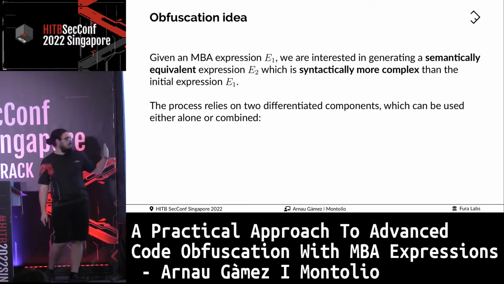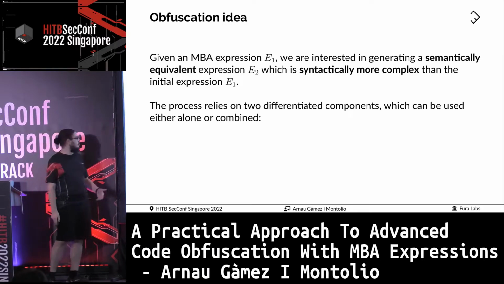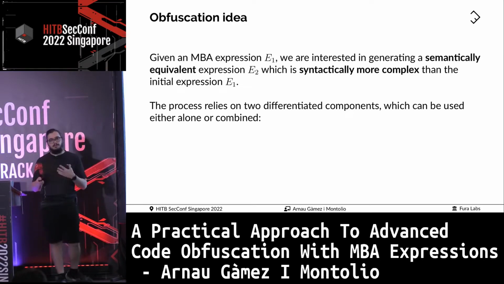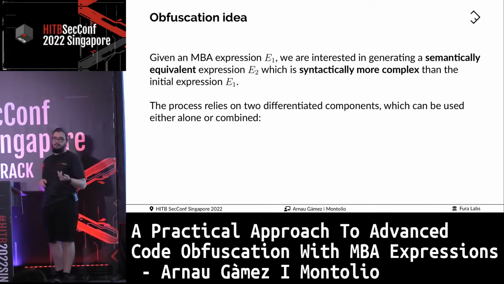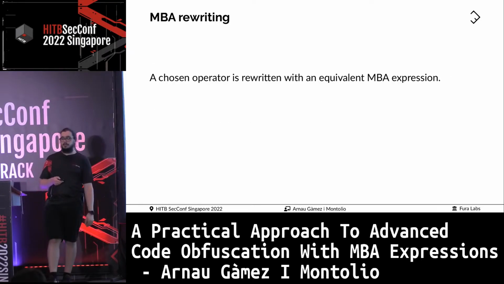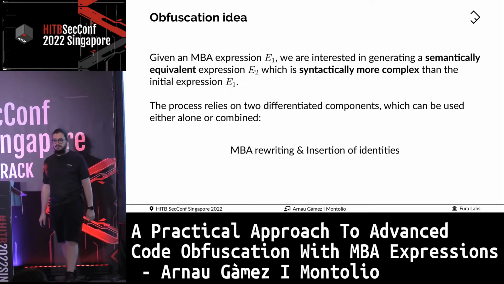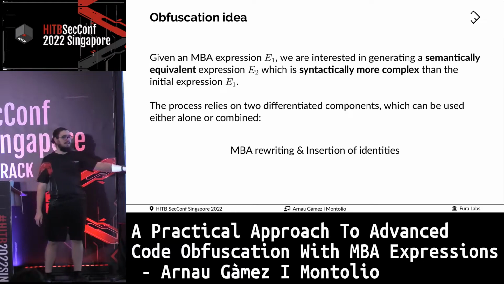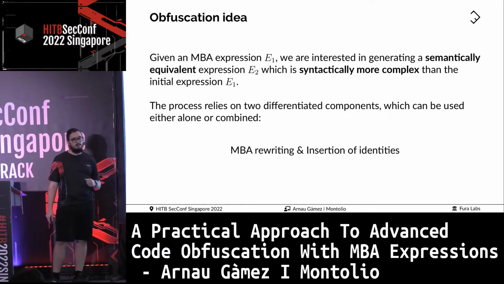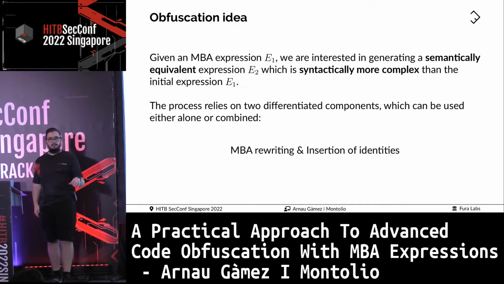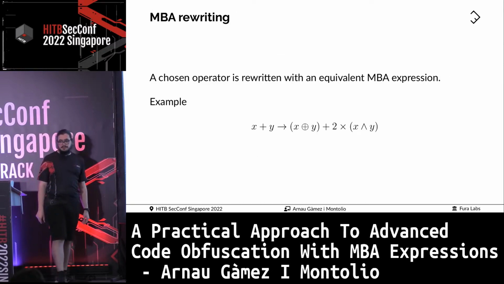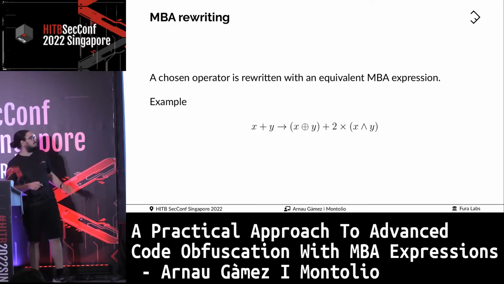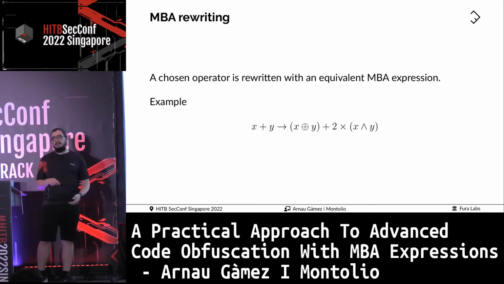The process to construct this kind of transformation usually relies on two differentiated techniques. We can use them either alone or combined without any problem. They are called MBA rewriting and insertion of identities. We'll talk a little bit about both of them. Very simple ideas, but very powerful as well. With MBA rewriting, the whole idea is that we choose an operator, or even a sub-expression if you want, and then we just rewrite it as an equivalent MBA expression.